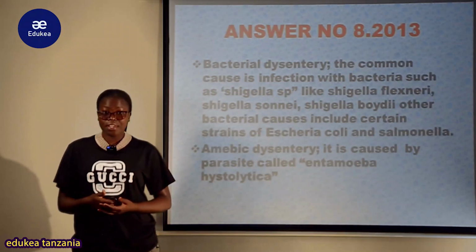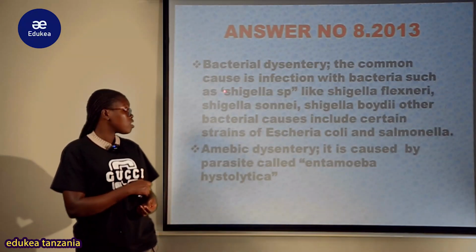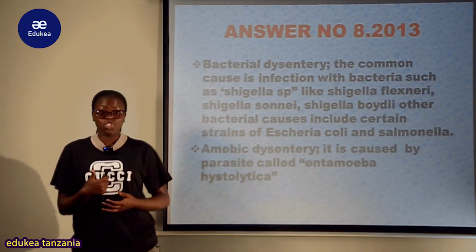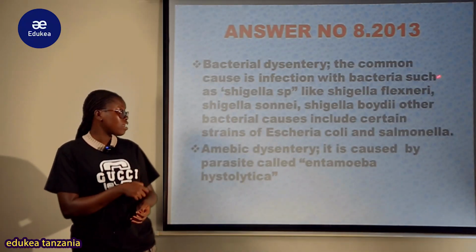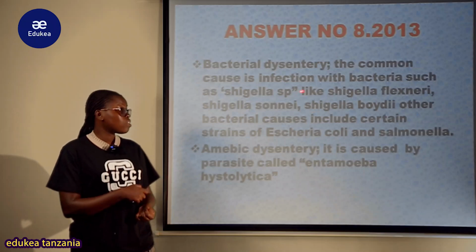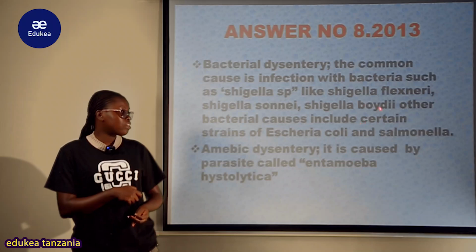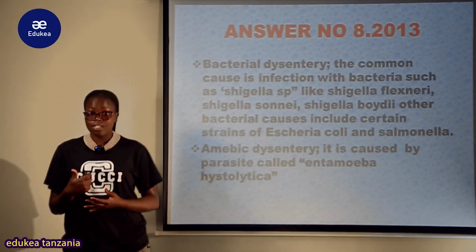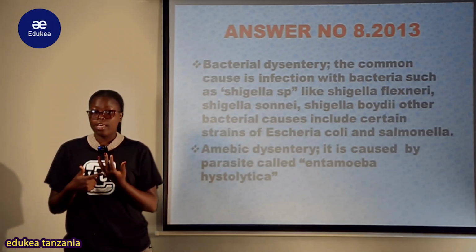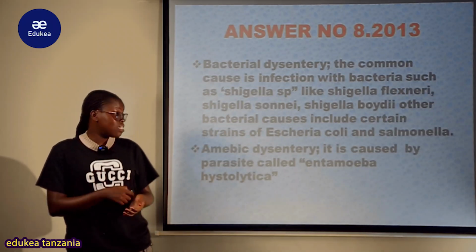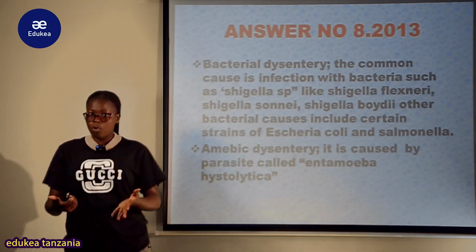Kuna bacterial dysentery, hapo ni dysentery au muharo ambao unasababishwa na bacteria. So the common cause is infection with bacteria. Kwa mfano kama kuna Shigella species yanapelekea vile dysentery. Example, kuna Shigella flexneri, kuna Shigella sonnei, kuna Shigella boydii, and other bacterial causes include certain strain of Escherichia coli na Salmonella typhi. So this Escherichia coli pamoja na Salmonella vile wanaweza pelekea the dysentery. Kwa mtu ambaye atajibu Escherichia coli, Salmonella typhi au this Shigella species anakuwa ipo correct.